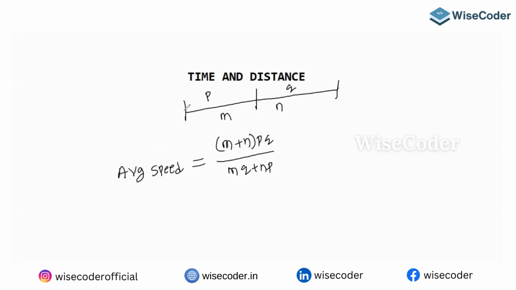Look at here: initially he is going with p kilometer per hour, then with q kilometer per hour, with m is to n as the distance ratio. So the two distances are not equal. Then how do you figure out your answer? You can directly figure it out: (m plus n) pq by (mq plus np). These are the three different kinds of situations which you need to understand. Okay, let's get into the questions.